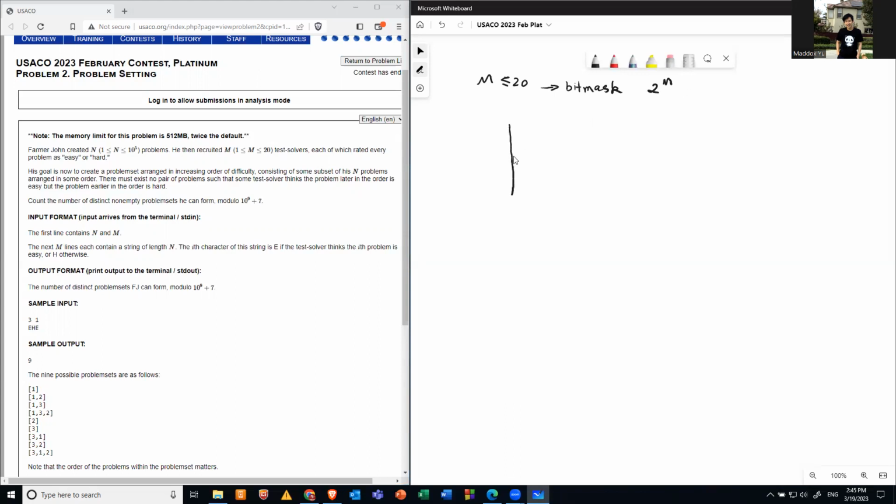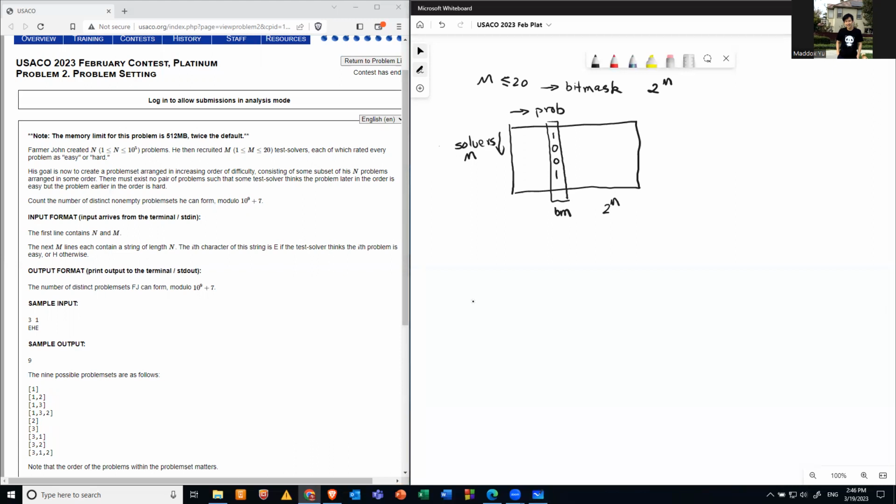Okay, so if we look at a problem like this, here are your problems, and here are your solvers. Each solver can rate the problem hard or not hard. So for example, if you have 4 of them, and I take this as my bitmask, then with M solvers, there are 2 to the power of M possibilities for this bitmask.